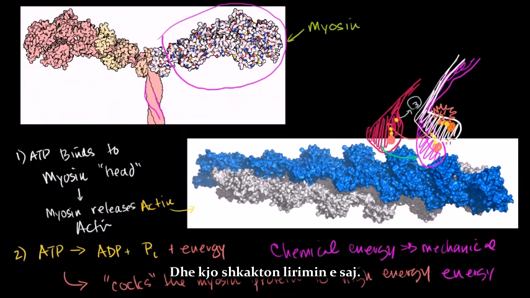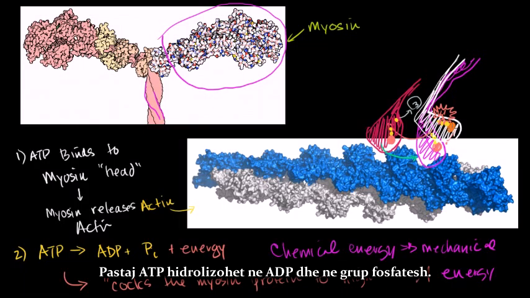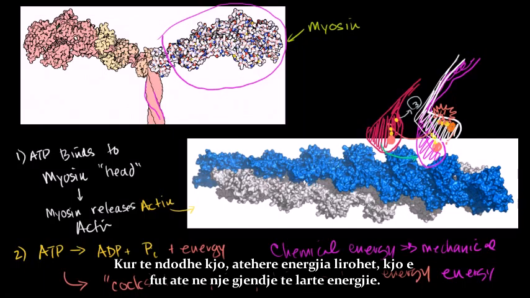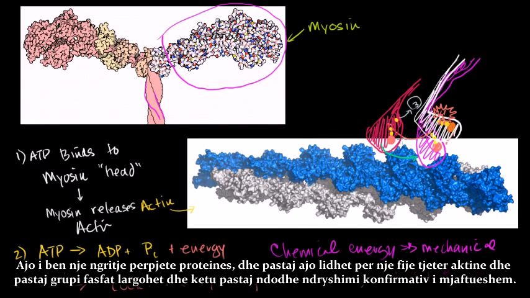That causes it to be released. Then the ATP hydrolyzes into ADP and a phosphate group. And when that happens, that energy is released. This puts the protein into a higher energy state. It kind of spring loads the protein, and then it attaches up another notch on the actual actin filament.